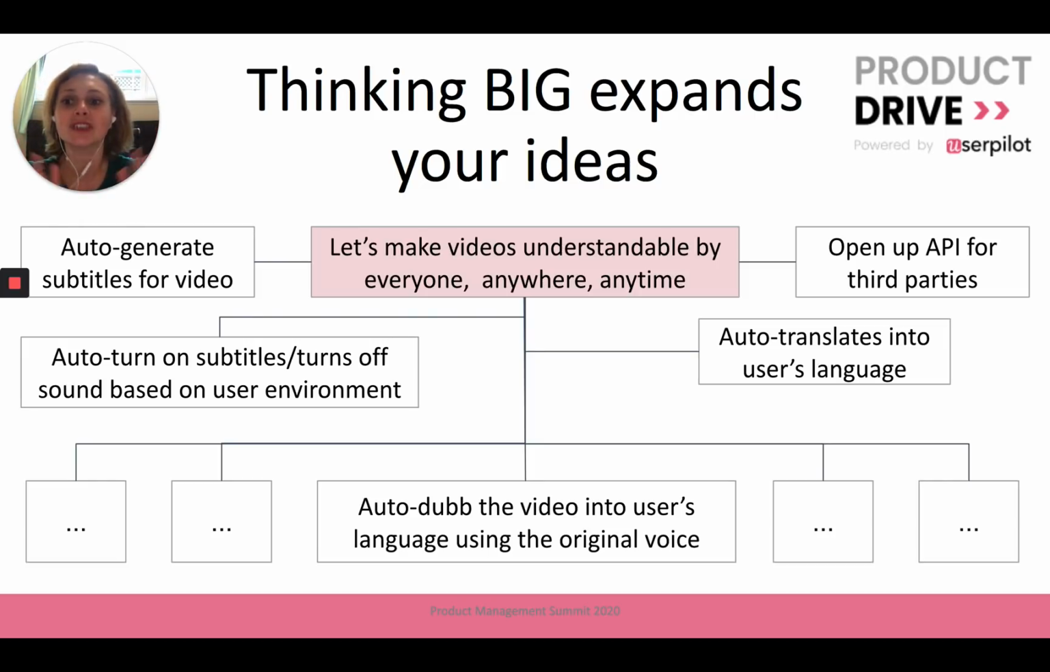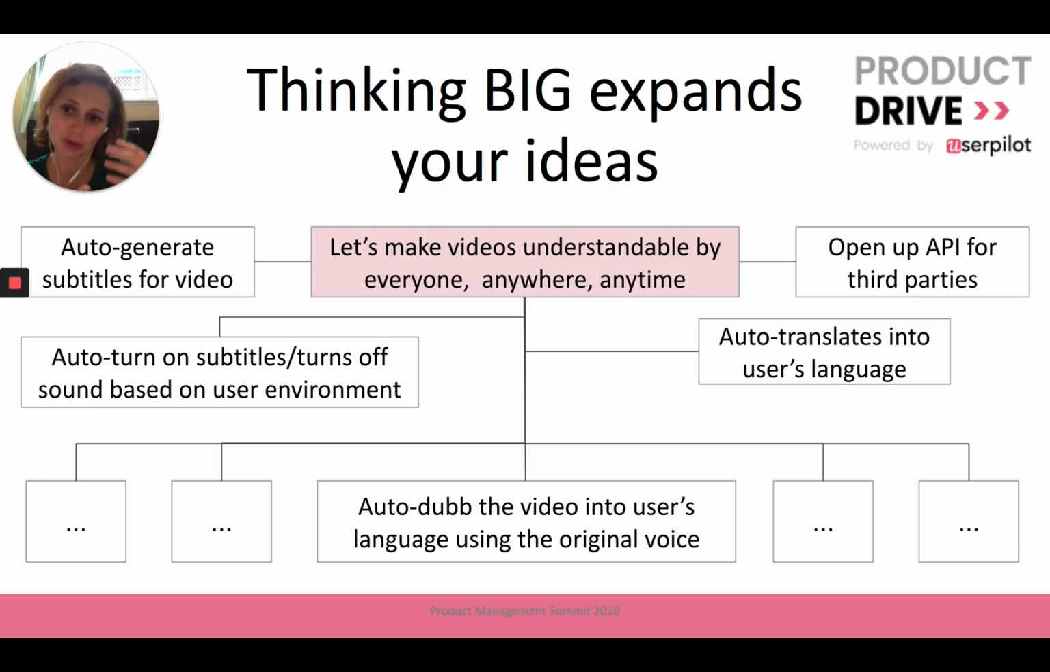And the vision we really put together is, well, if everything is perfect, then videos are understandable by everyone, anywhere, anytime. And then you have the best chance for engagement and high quality watch time. So if that's your goal and that's your vision, here is a bunch of different ideas you could come up with. You can do subtitles, you can play with subtitles and sound based on user environment, you can auto-translate, you can auto-dub, right? And then once you build all that, you can open an API for third parties. So setting your goals and creating a big vision really helps expand your set of ideas.